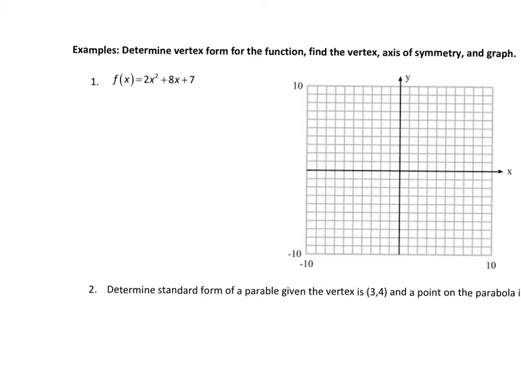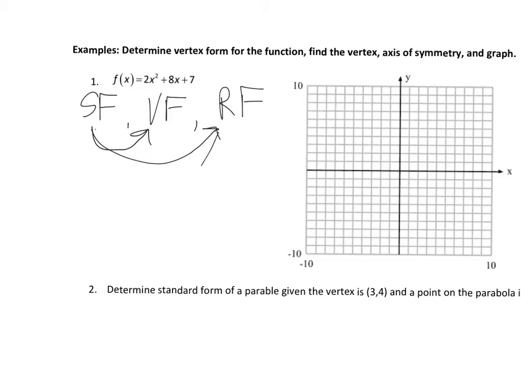Okay, that being said, let's just do a quick analysis of our standard form, vertex form, and root form. How would you go from one to the other? Well, standard form to vertex form, that's what we're going to do here. Standard form to root form, you would factor. If we're in root form, to go to standard form, you simply FOIL out, distribute out, combine like terms. In vertex form, into standard would be the same.